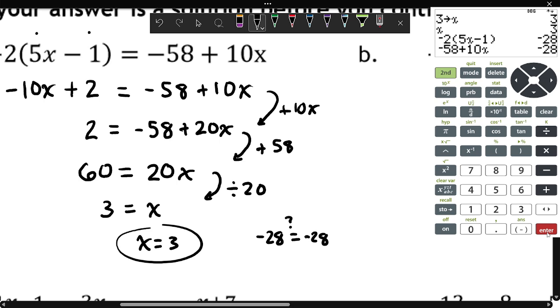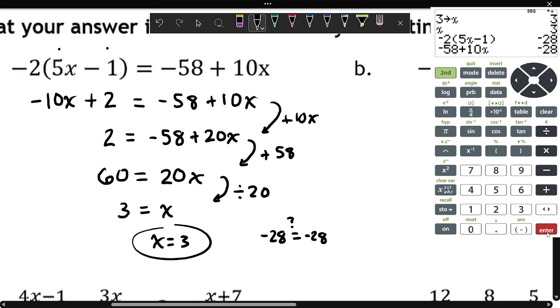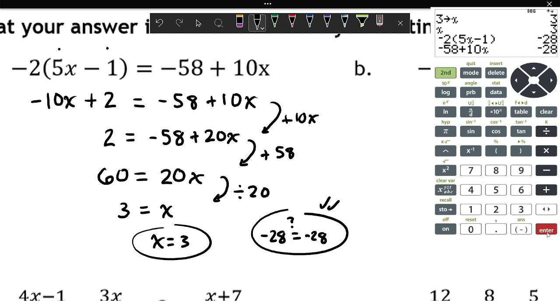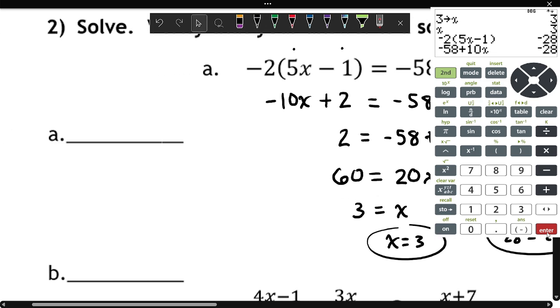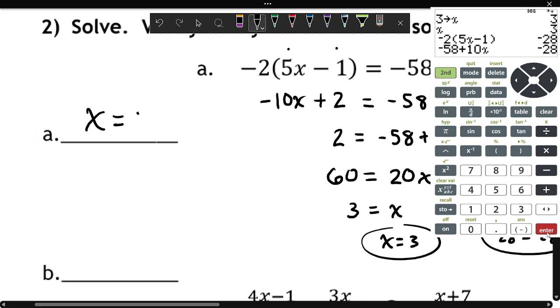So when I say confirm that you have an answer, this is confirmation, right? This is why this is a check. It's a check because both the left-hand side and the right-hand side are the same. They are both negative 28 when x is 3. So that is our solution. So we can write down that x is the number 3. Let's go to part B.